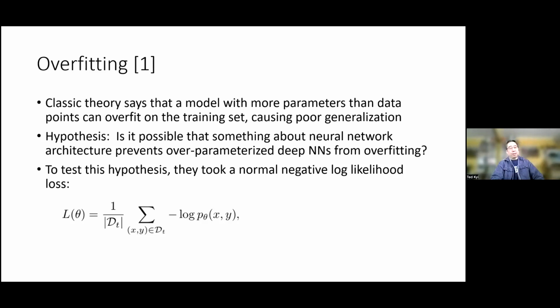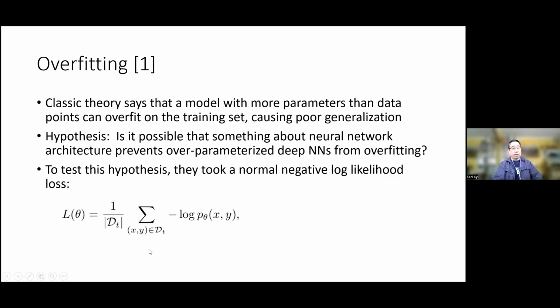So here is your standard cross entropy negative log likelihood loss. You have a data set that's your training set, and that's this curly D sub T. If you have 1,000 training examples, then you sum up the loss from each example, and then you divide by 1,000 to get the average loss.